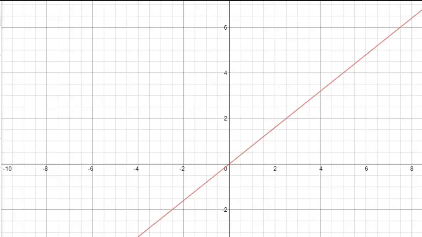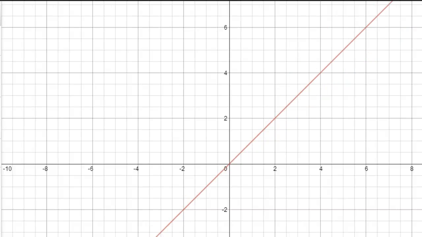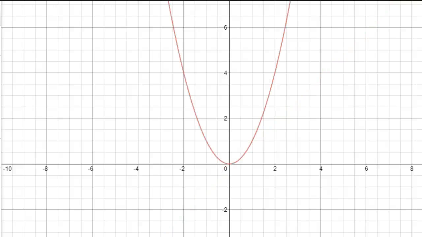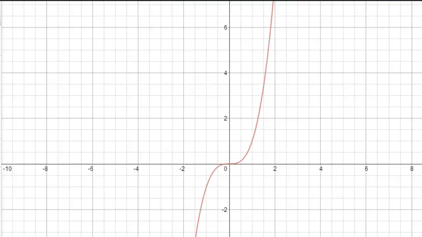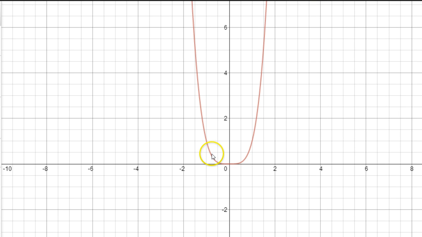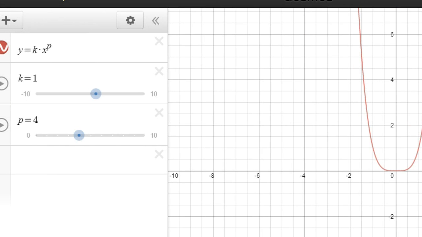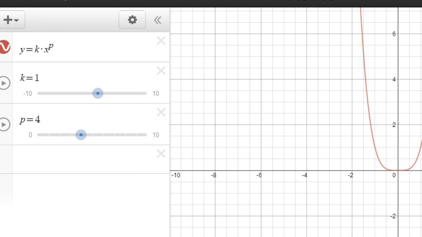Okay, and let's change the power of p. When p is 2, we no longer have a linear function, we have a quadratic function. When p is 3, we no longer have a quadratic, we have a cubic. And when p is 4, we no longer have a cubic, we have something that looks like a quadratic. But actually, another way to look at this is it's also described as when x is to the 4th power. As we can see here, p is 4.